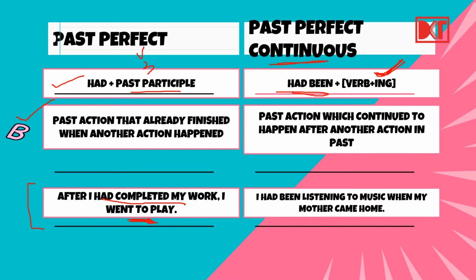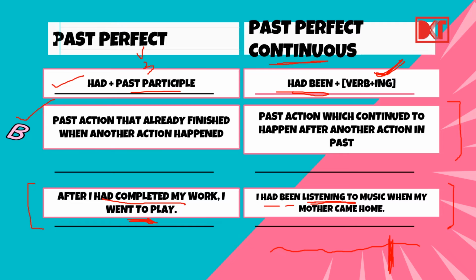Alright, then past perfect continuous is used for a past action which continued to happen after another action in the past. Like here, I had been listening to music when my mother came home. So suppose this is the action of me listening to music. My mother came home when this action was happening, right? This action was continuous, so during this action, my mother came home. So that's when we use past perfect continuous, like I had been listening.